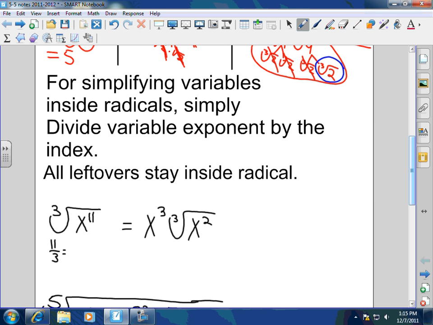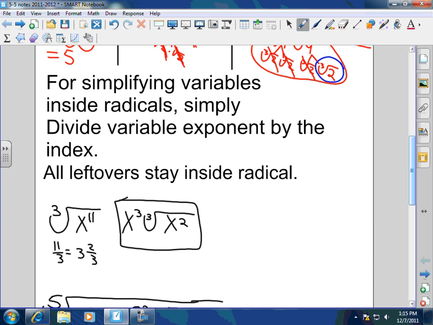Actually, whoever said 3, that's wrong. I apologize about that in video world. That is wrong. 11 divided by 3, guys. Oh no, yeah, that is 3. Yeah, 3 and 2 left over. My bad. So this is x cubed and the cube root of x squared left over. So divide the index into the variable exponent.